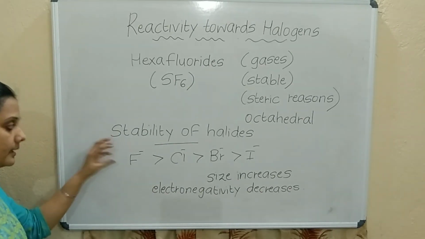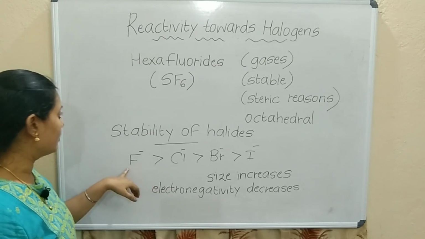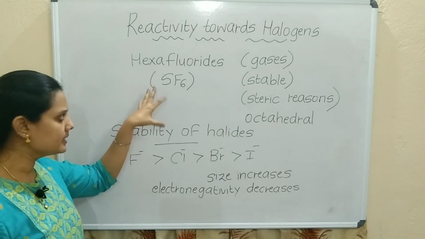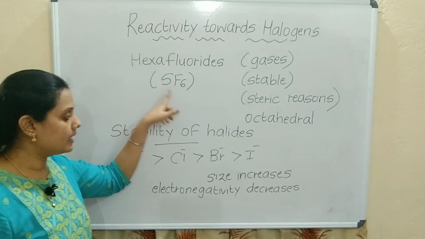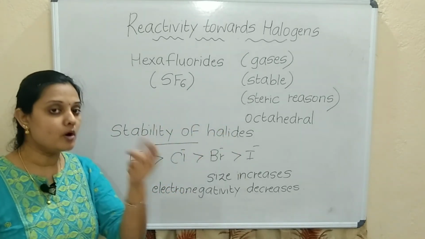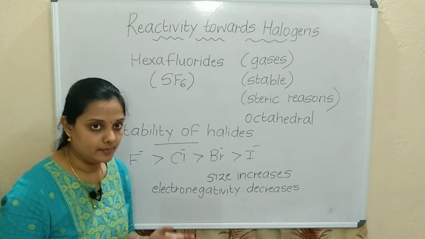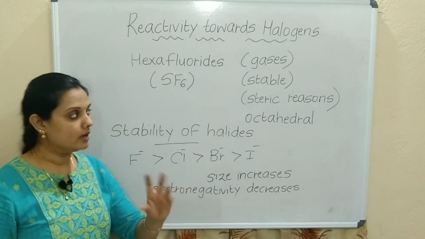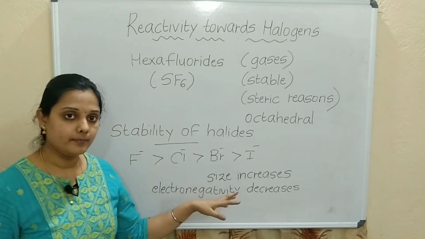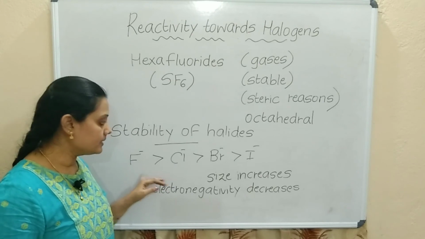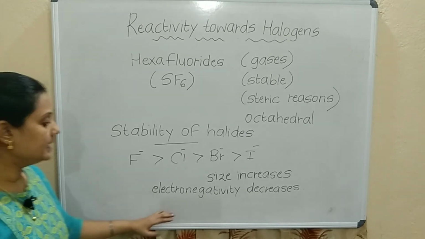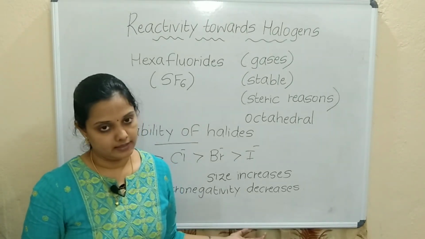Correct? Smaller the size, stability will be more, because sulfur and fluorine, they both are combining, almost their size is same. But you compare sulfur and iodine, sulfur will be small, iodine is big. So one small and one big means it will be unstable. Small, strong bond, stability. Correct? So stability of halides, it goes in this order. And why? Because as we move from fluorine to iodine, the size is increasing and electronegativity is decreasing.